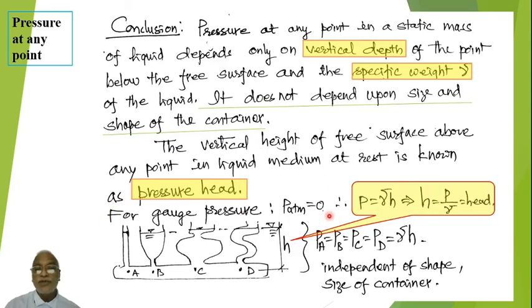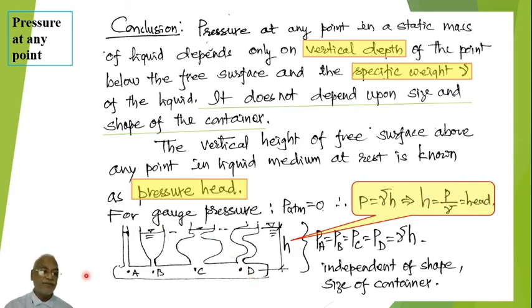For gauge pressure, atmospheric pressure is taken as equal to 0. We'll see this in detail afterwards. Let us assume to begin with P is equal to gamma h, and you consider atmospheric pressure as 0 for a moment. Now this h becomes P by gamma, and this is known as pressure head, or just head.